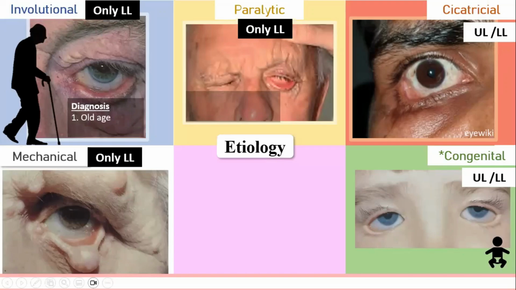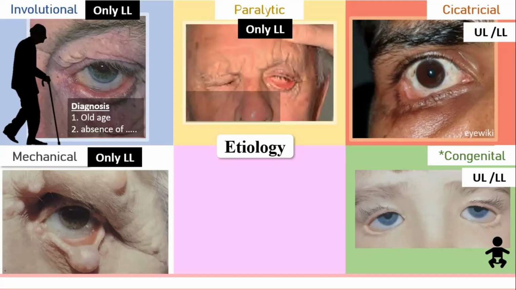So in order to diagnose involutional, for example, the patient should be old. Okay, this is an essential point in the diagnosis. But there must be another thing. In order to diagnose a case as involutional ectropion, there must be the absence of signs of other disorders. So there must be no signs of paralytic or lower facial nerve palsy. There must be absence of any scar in the lower eyelid. There must be absence of a huge mass of the lower eyelid, okay? So remember, because we may have cicatricial or paralytic or mechanical ectropion in an old patient.